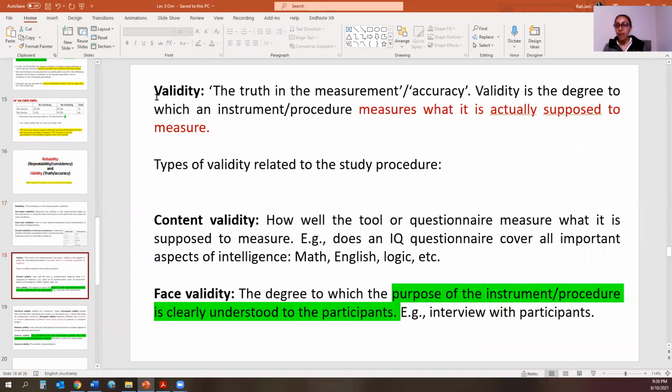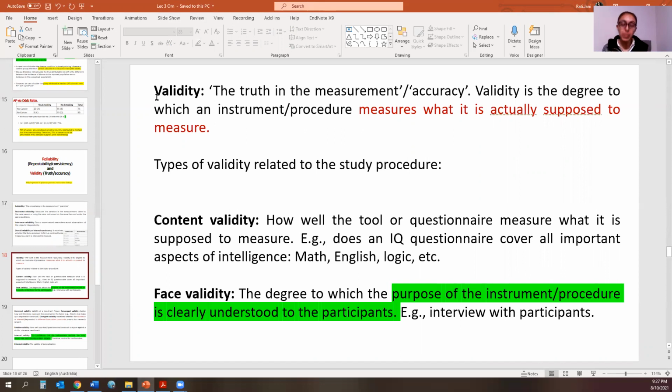All right. Then you have validity. So what is validity? As I said, your instrument should measure what it is actually supposed to measure. And so over here, what are the various types of validity? Again, I'll be touching base on the most common ones which you will see in the literature. So content validity. What is content validity? It means how well your tool or questionnaire measures what it is supposed to measure.